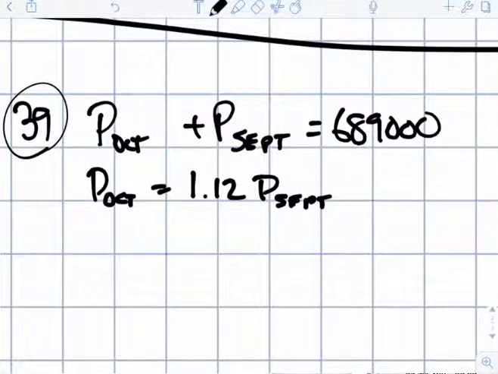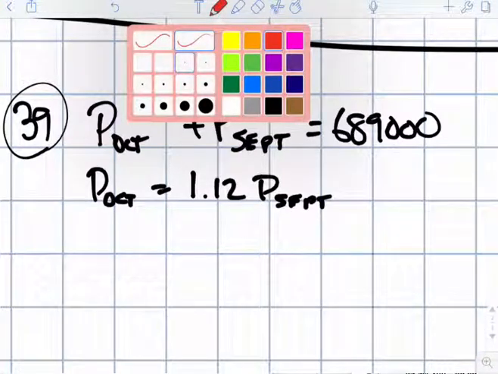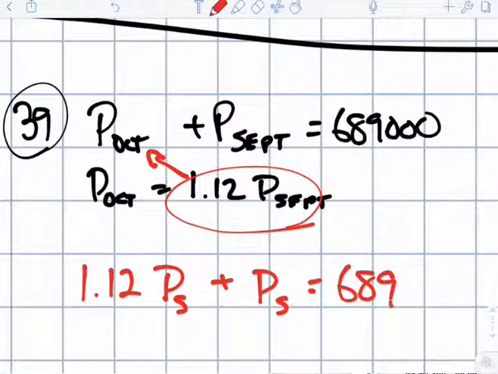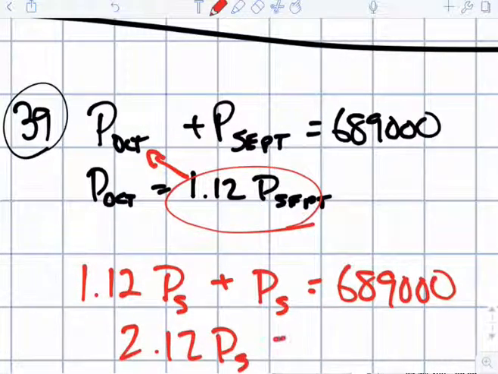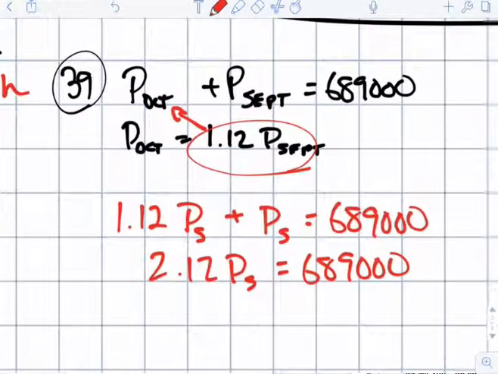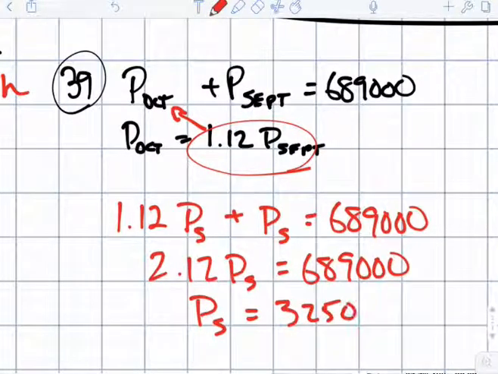So I'm going to take this bit of information here. I know that's there, so I can replace it. So I get 1.12 profit from September plus the profit from September is equal to $689,000. So we get 2.12 profit from September is equal to $689,000. So I'll go to my calculator, 689,000 divided by 2.12, and I get $325,000. So the profit of September is equal to $325,000.